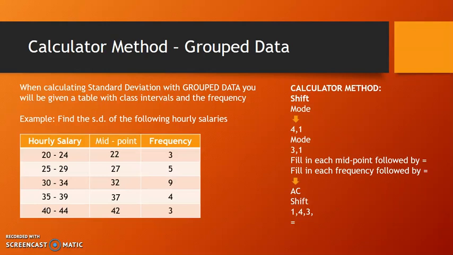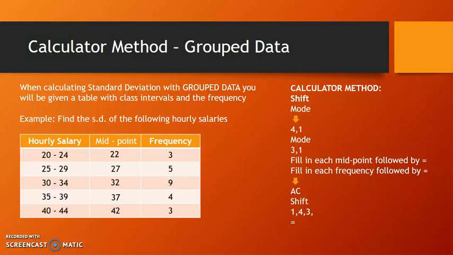So have your calculator ready, switch it on, press shift, mode, and then the down arrow on that big button in the center of your calculator. Press 4 and then 1. Press the mode button. Then 3 and 1. Then we start with the midpoint: 22 equal, 27 equal, 32 equal, 37 equal, and 42 equal.